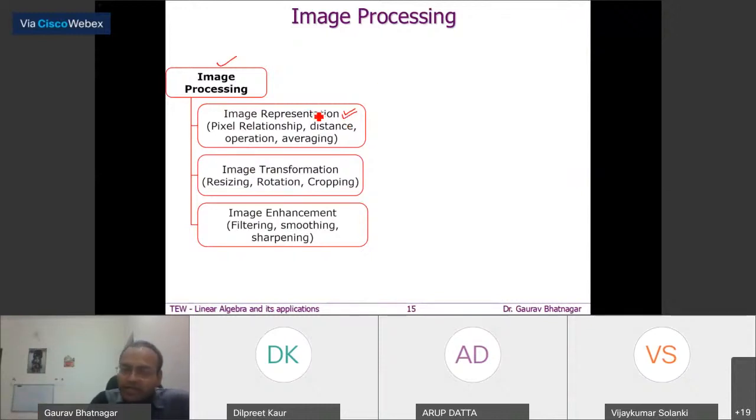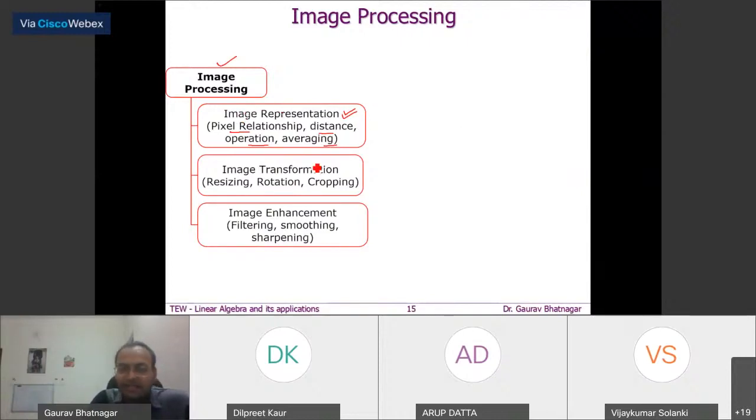So what is image representation? In image representation, I talk about the image and the pixel relationships, the distance between two images or two components of the images, and the different operations: can I add two images, subtract two images, multiply two images, divide two images, take the modulus of two images? Can we take the averaging, find the median, take the kurtosis, find the different elementary statistical properties of that image? All these things come under the category of image representation.